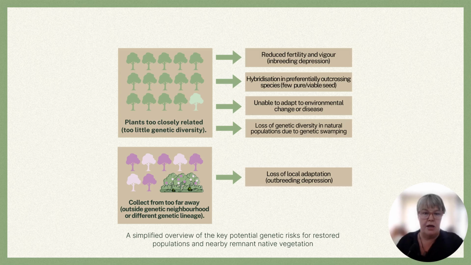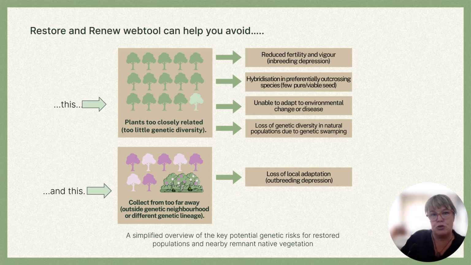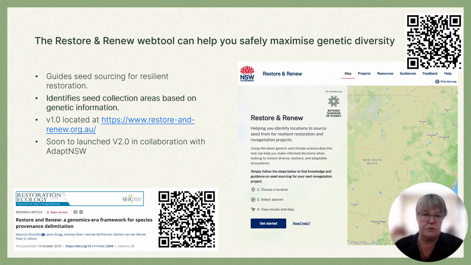There's a limit. Now, the Restore and Renew web tool can help you avoid planting individuals that are too closely related, and it can also help you understand how far is too far when you're trying to maximize genetic diversity. It helps guide you to safely maximize genetic diversity to avoid inbreeding, but it also helps you know how far to go so that you avoid outbreeding depression. So it guides seed sourcing for resilient restoration, and it identifies seed collection areas based on genetic information.